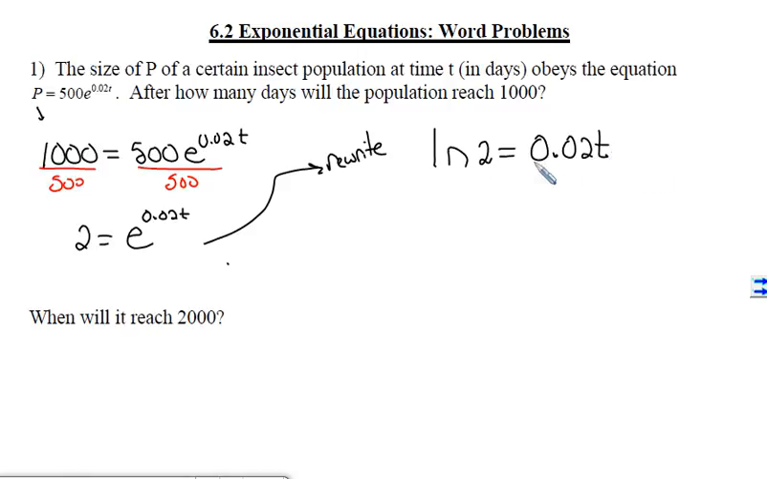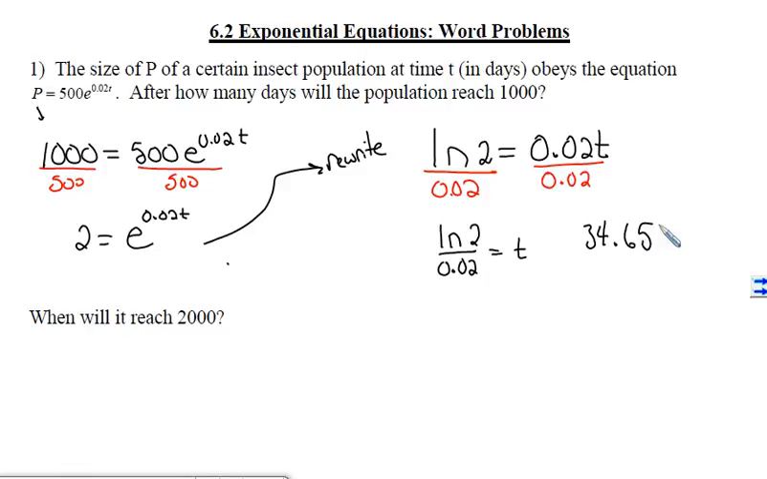Now before I plug this in my calculator, I'm going to go ahead and get rid of that 0.02 by dividing. Remember, you can't divide what's inside of there, so we need to leave it like this. To find my answer, I need to do the natural log of 2 divided by 0.02, which equals the time. If you plug this in on your calculator correctly and round it to 3 decimal places, you'll get 34.657, and this was in days.